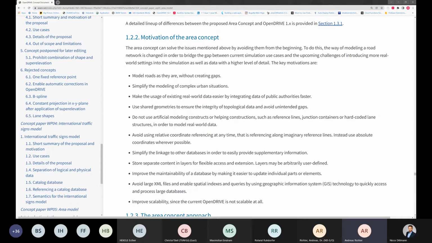Another issue we had is if you would like to cover a lot of mileage in OpenDRIVE, then the XML structure of the data will generate a huge load of data. So it's not really scalable if you would like to create a road network of a huge city. And you could also not include this into a simulation tool, for example. That's why we came up with the idea of having a new approach.